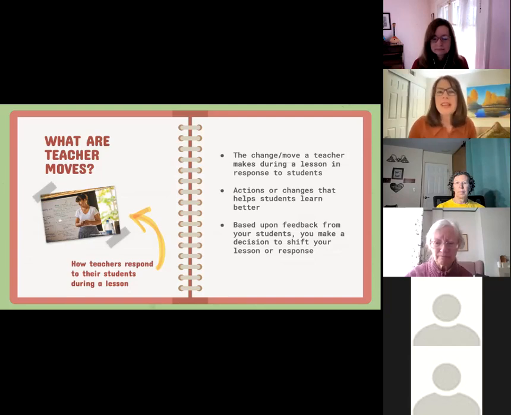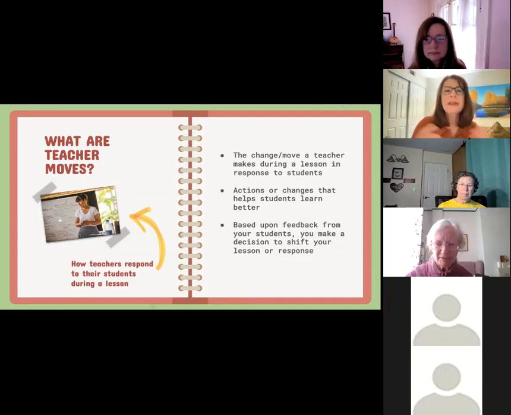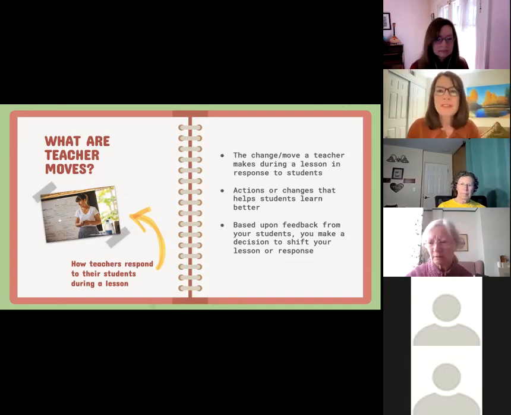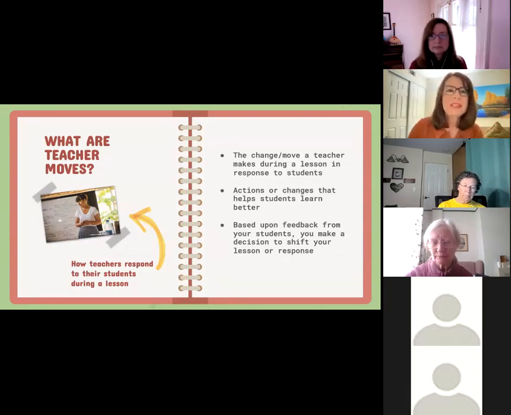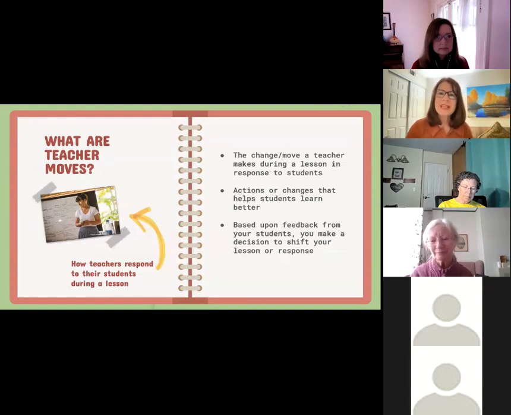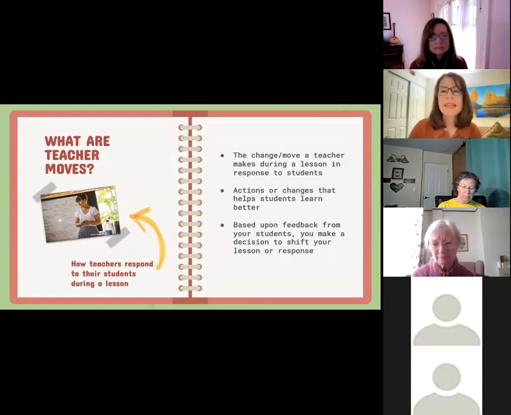Or with chess or checkers, the other player makes a move, and then we decide after watching to make a move ourselves, but we don't know what we're going to do until we see what the other person has done. And that's kind of what teachers have to do. We have to make these moves during our lessons in response to our students, and we do that because we really want to help them learn better.